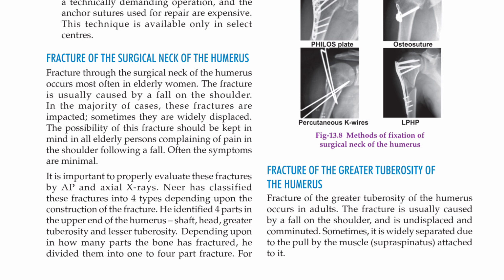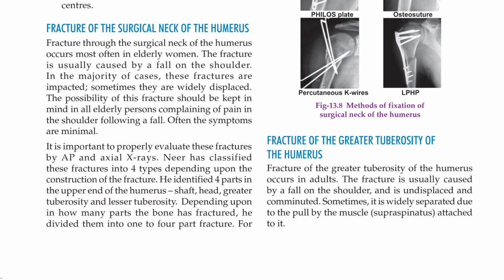Neer has classified these fractures into 4 types depending upon the construction of the fracture. He identified 4 parts in the upper end of the humerus.